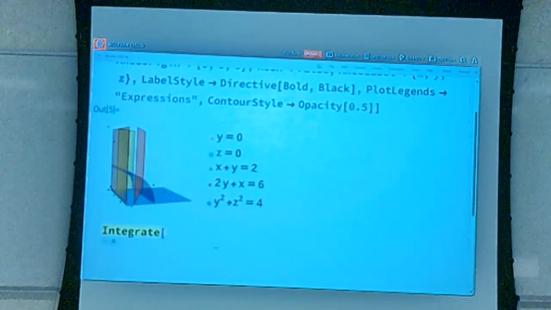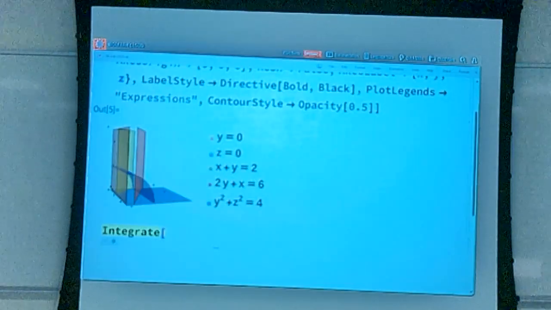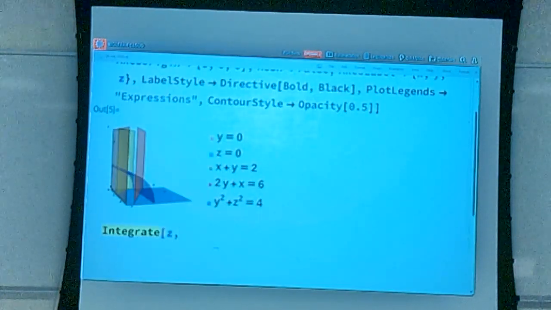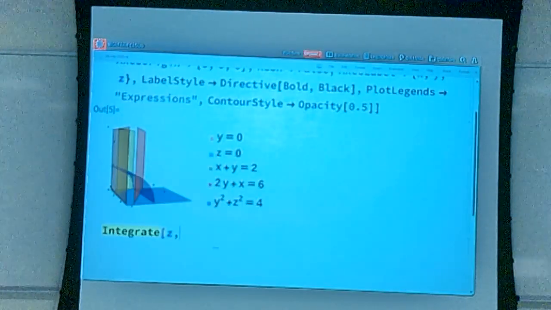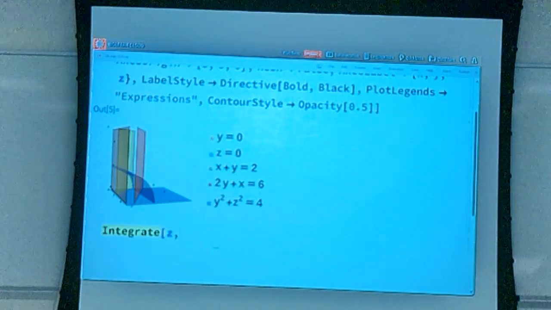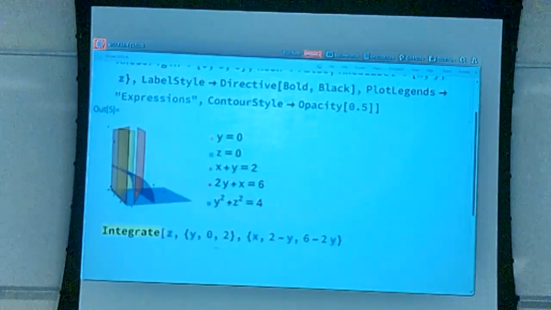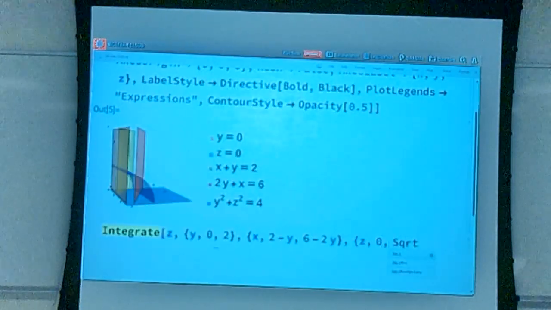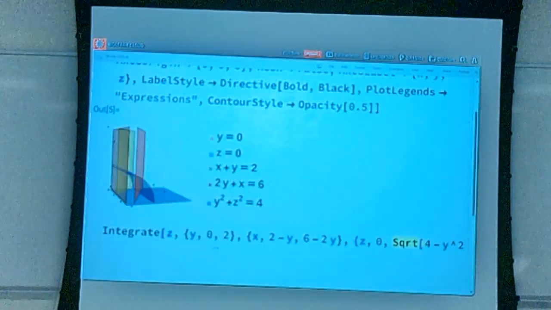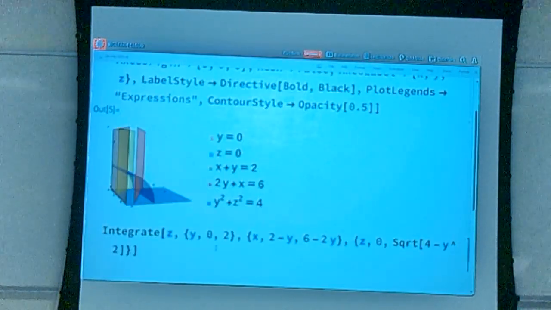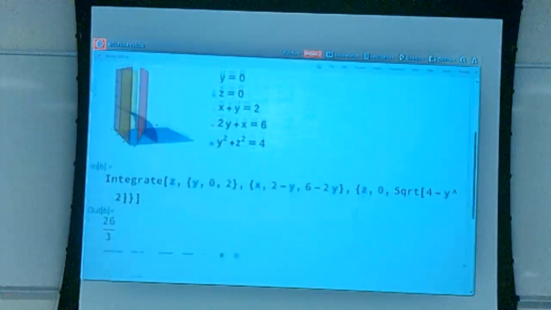And so when doing a triple integral, you can again do the nested, like we did for the double, or just set it up the same way. Right? What are we integrating? Z, and then you want to do outer limits, middle limits, inner limits. And we get 26 over 3.